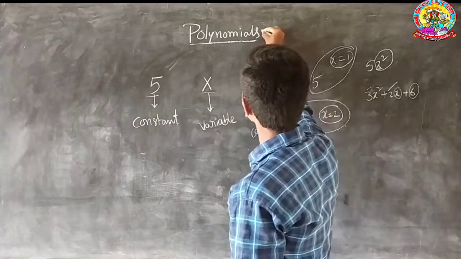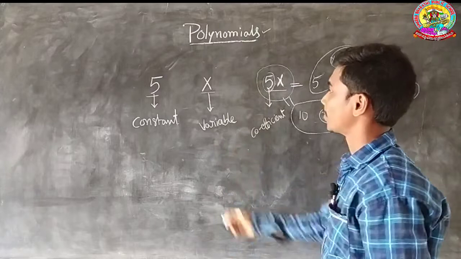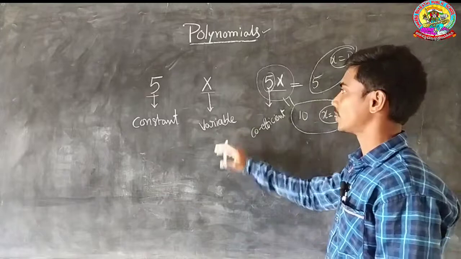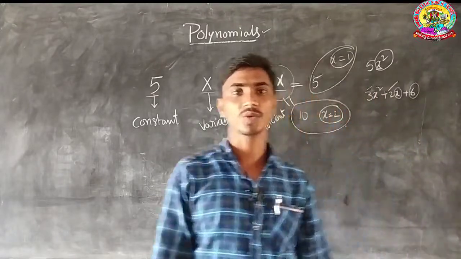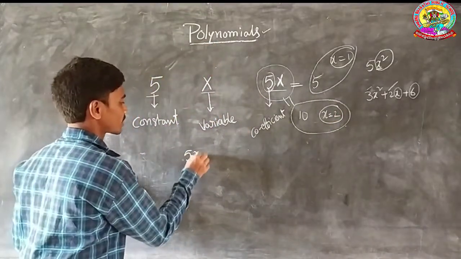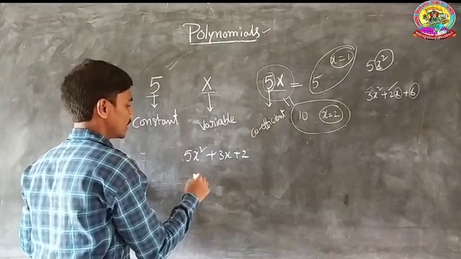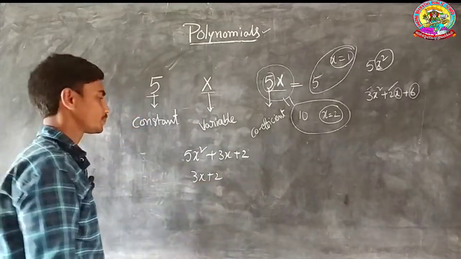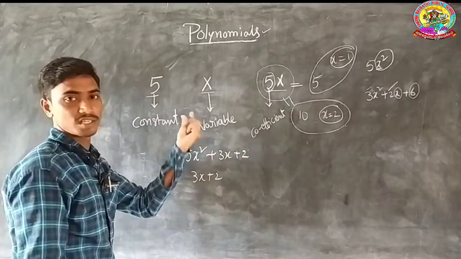So now what is meant by a polynomial? Polynomials are constructed by the combination of constants and variables. If the constants and variables are grouped together with the operations of plus or minus, we call it a polynomial. For example, 5x square plus 3x plus 2 is a polynomial. 3x plus 2 is a polynomial. Clear with that? Polynomials are constructed with the combination of constants and variables.